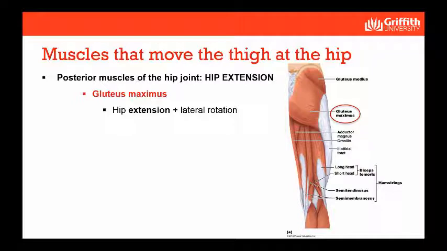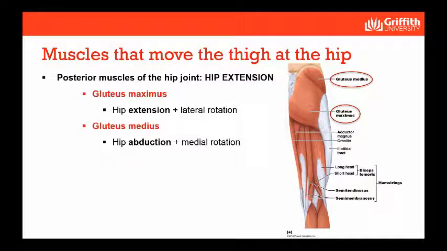Gluteus maximus overlies the large sciatic nerve and is most effective in thrusting the thigh posteriorly when climbing stairs or running. Gluteus medius is a thick muscle, mostly covered by gluteus maximus. It originates from the gluteal lines on the lateral ilium and inserts into the greater trochanter of the femur. It abducts and medially rotates the hip and is extremely important in steadying the pelvis while walking.